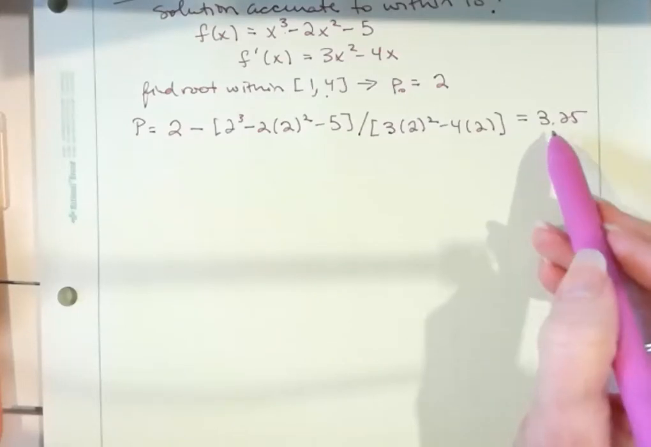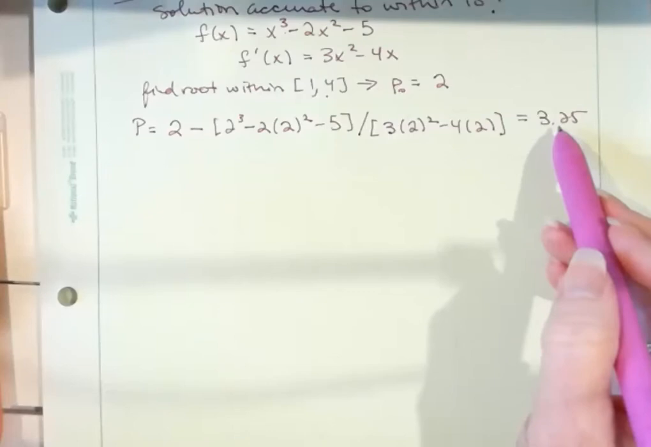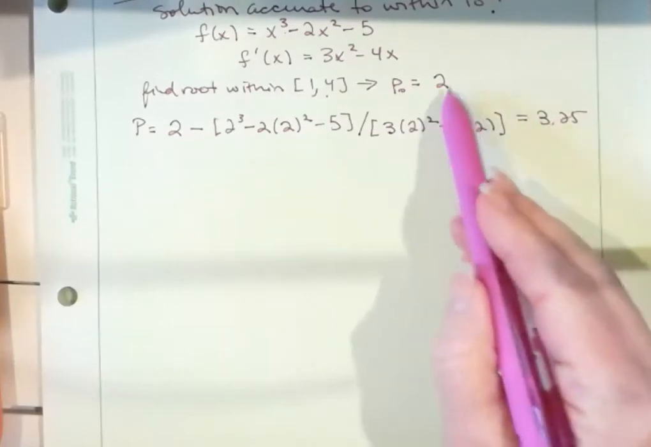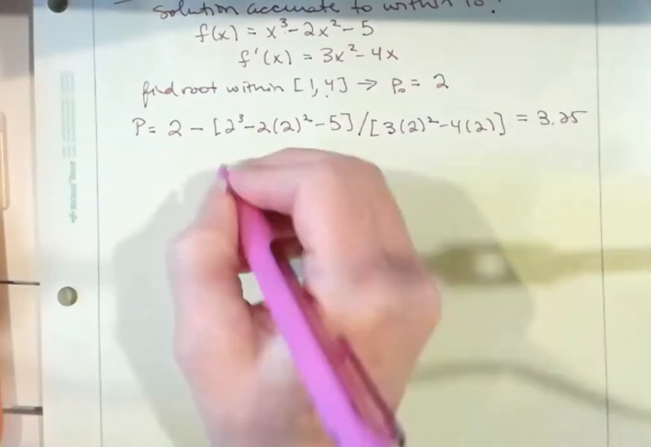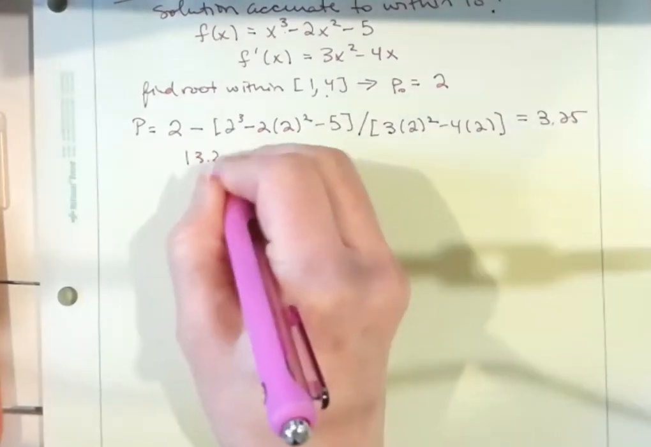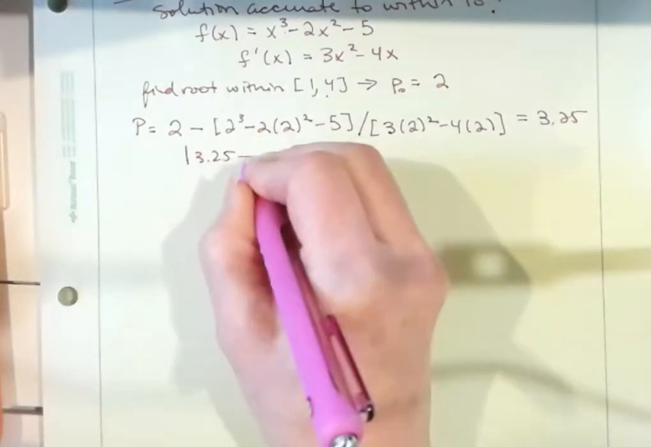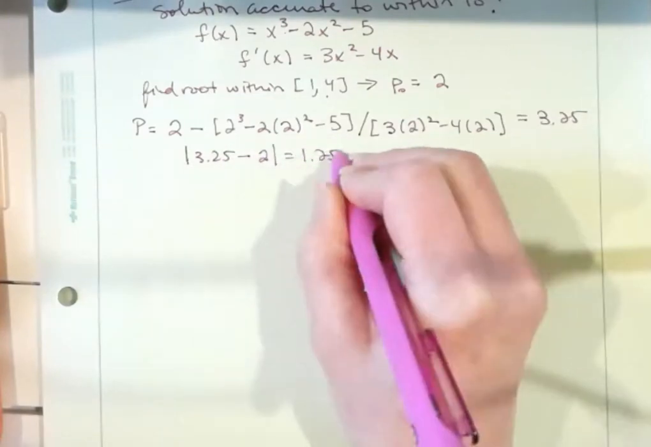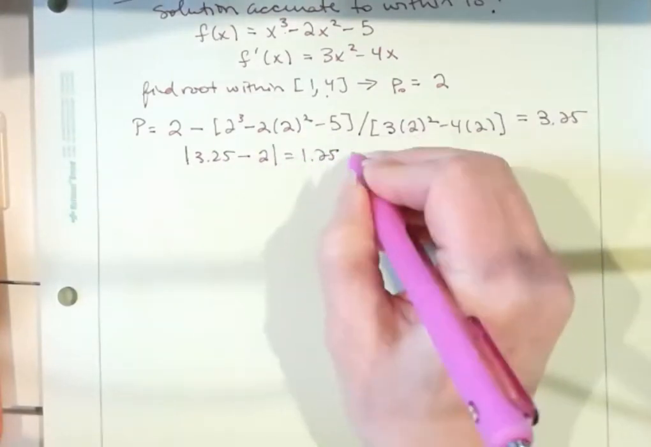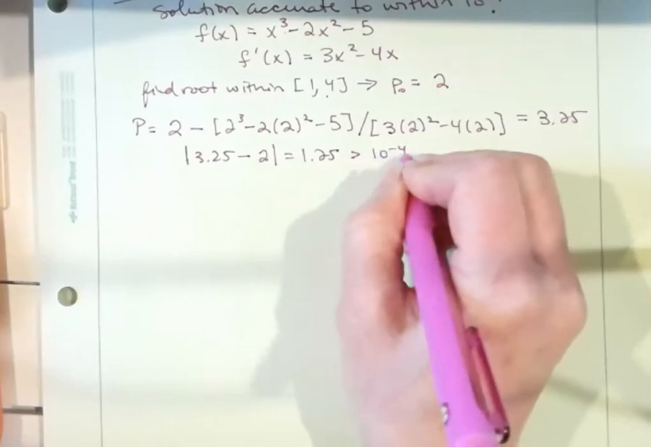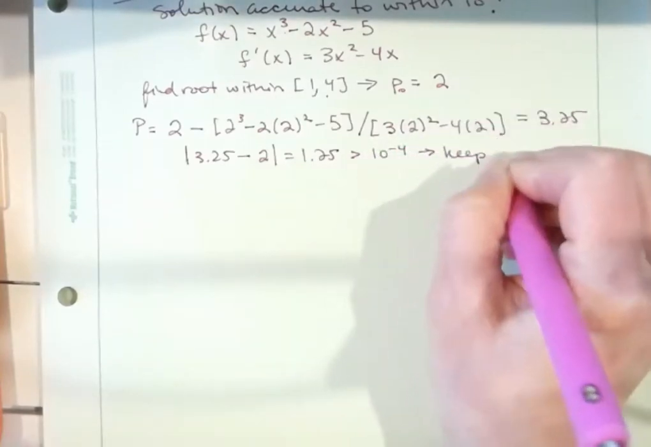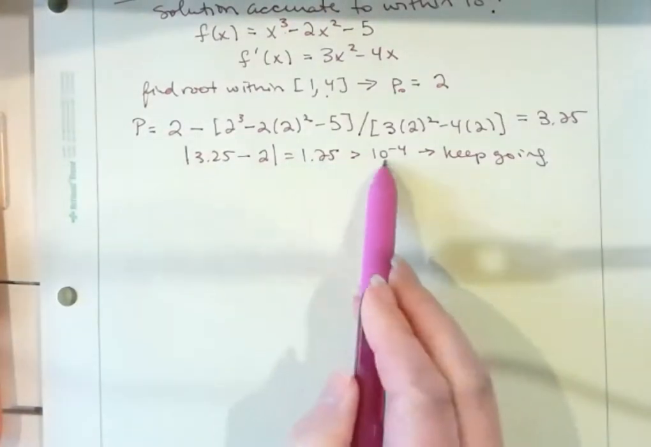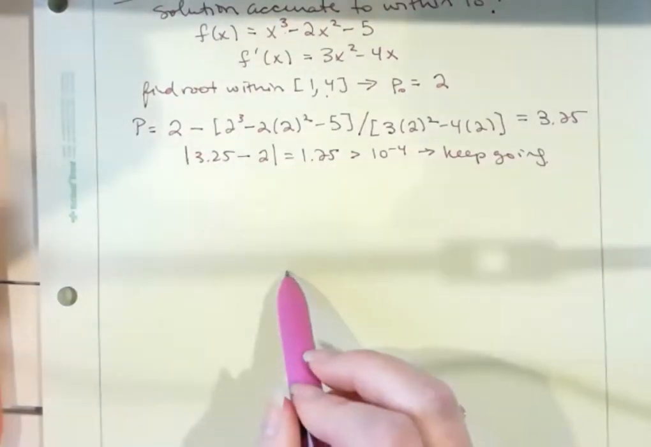Okay. So now we need to check, make sure it's within our tolerance requirements. So we're going to take this new value and we're going to subtract our old guess. And we're going to do the absolute value. So we have absolute value of 3.25 minus 2. That equals 1.25. So 1.25 is obviously greater than 10 to the negative 4. So we need to keep going. Okay, because we want this number to be smaller than this. And right now it is definitely not.